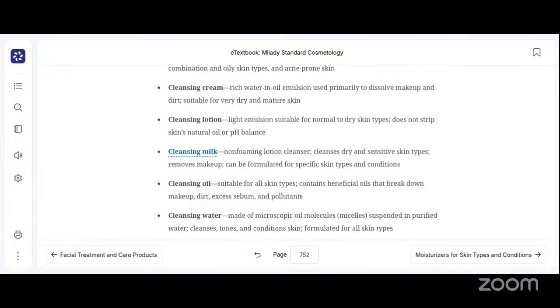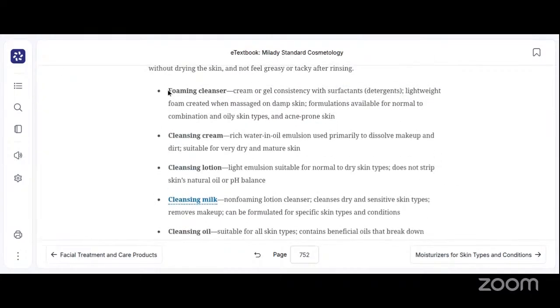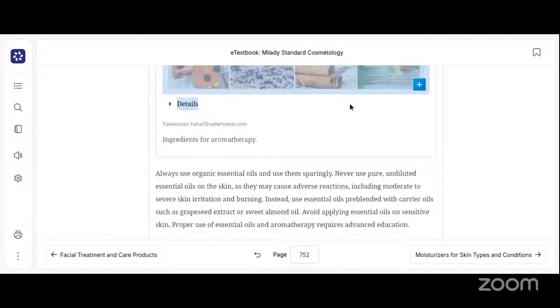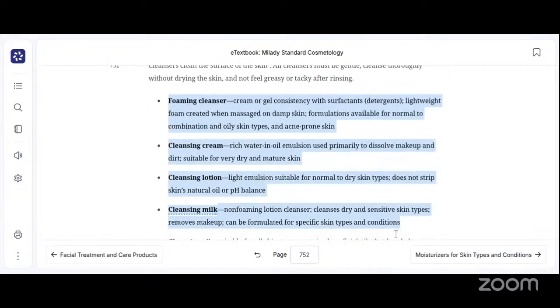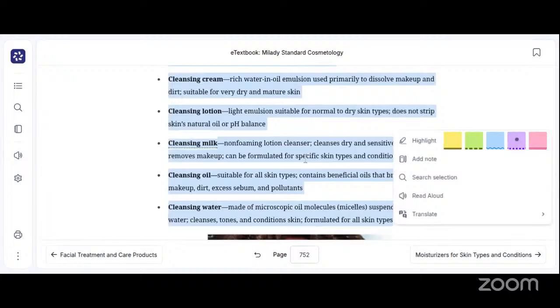Cleansing oil, as I stated, my students just learned about that. Suitable for all skin types, it contains beneficial oils that break down makeup, dirt, excess sebum, and pollutants. A lot of times, cleansing oil can be used in the hair removal chapter. In hair removal, we use it a lot in waxing.